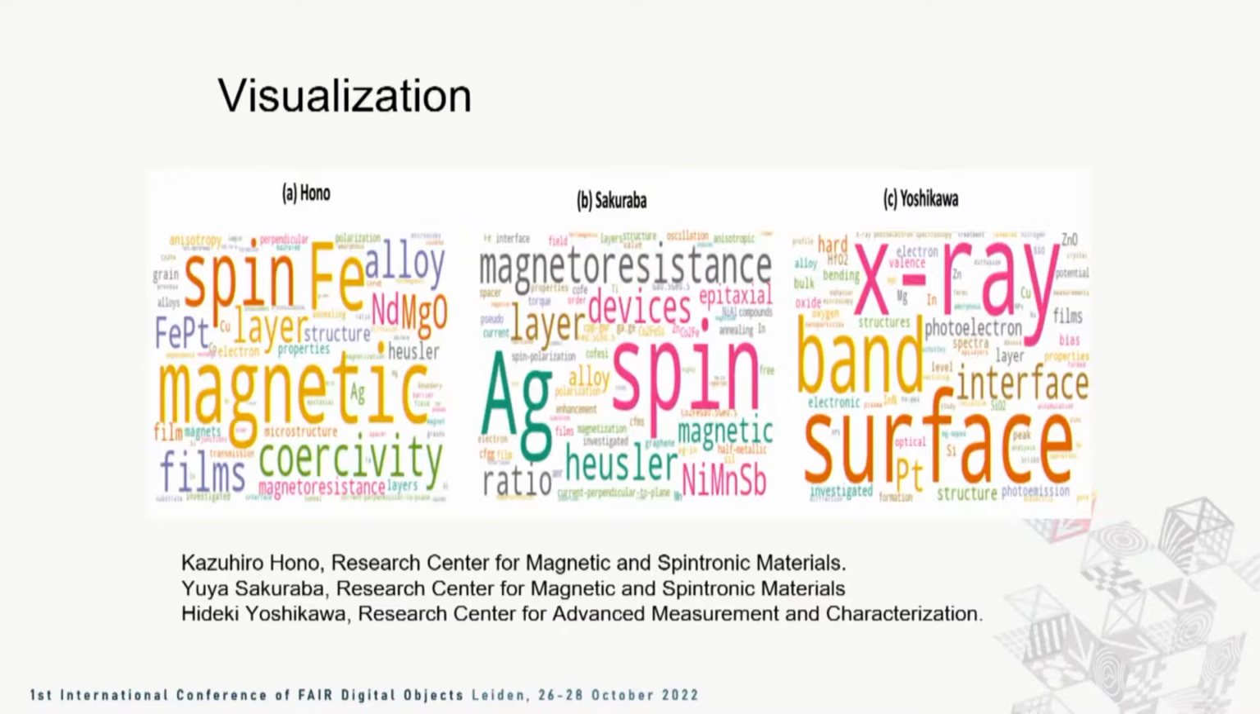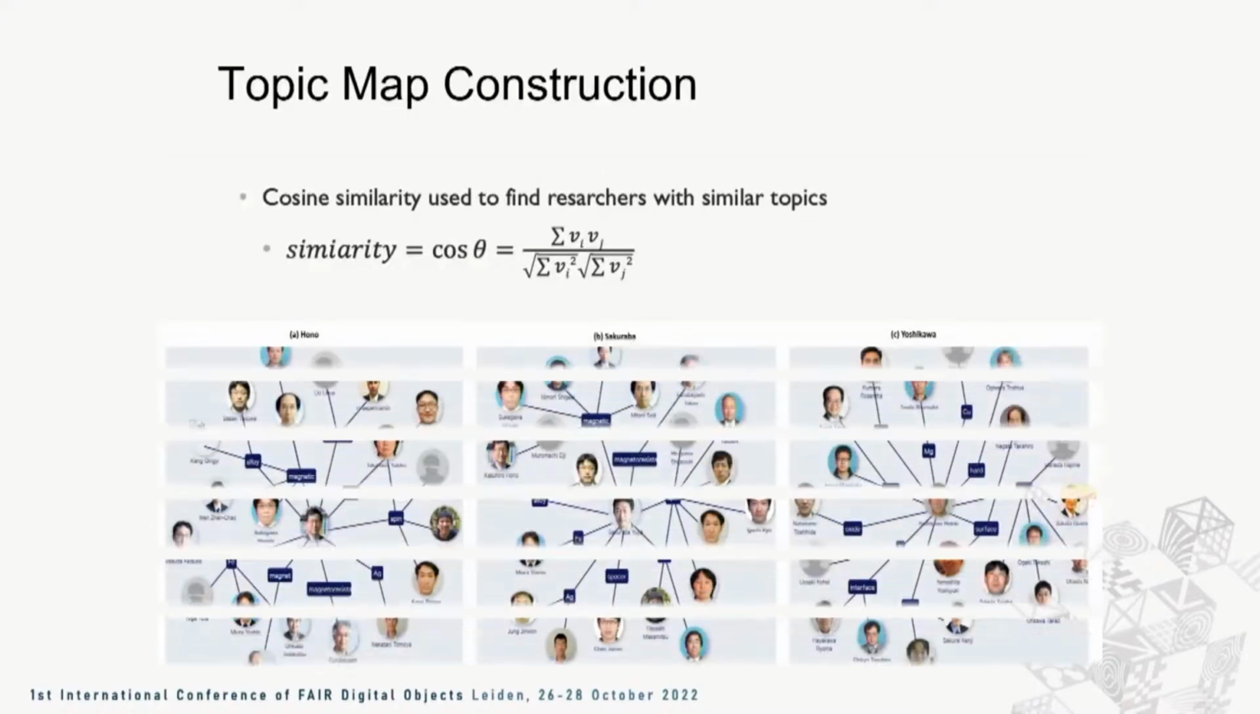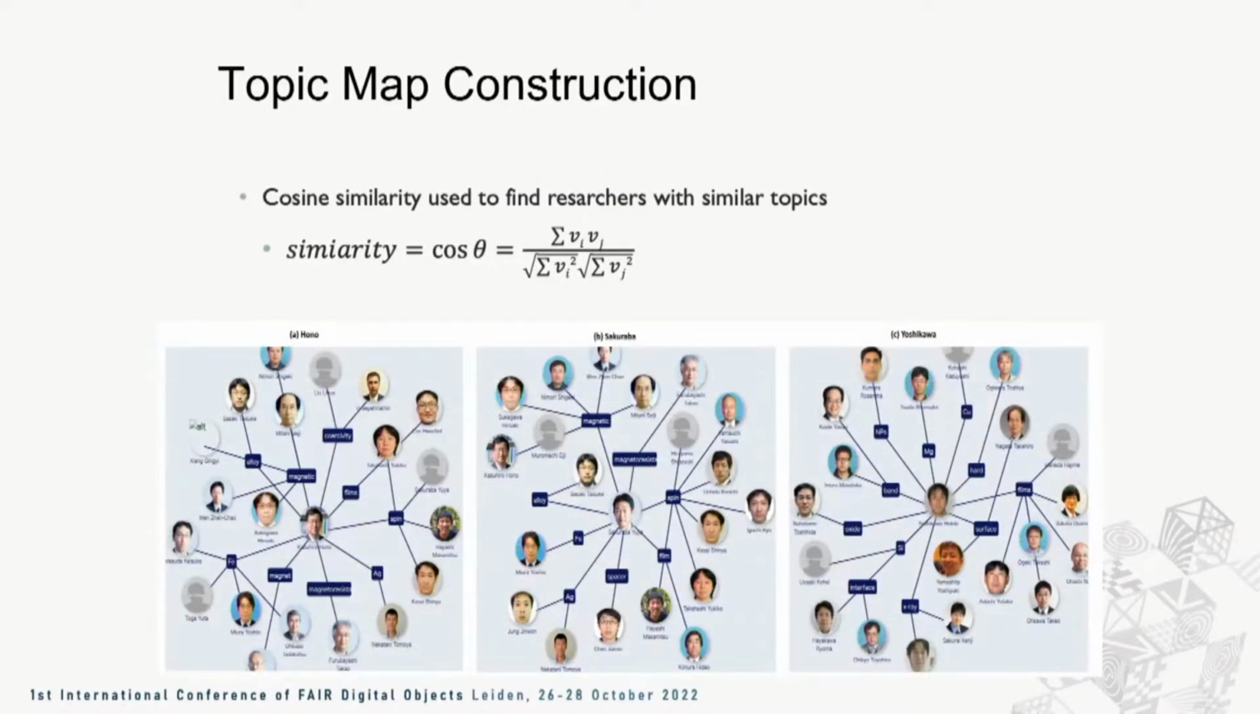You can see here, for example, three visualizations of three different researchers from NIMS. Two of them belong to magnetic and spintronic materials, and one is advanced measurements. You can see spin in A and B, and magnetic, and some like Heusler. Heusler is a famous alloy in magnetic materials. And then we did this topic map construction. Now each researcher can be connected to other researchers using this JSON format for the representation of each researcher's output. By this, we aim to facilitate collaboration between researchers with the same interest.